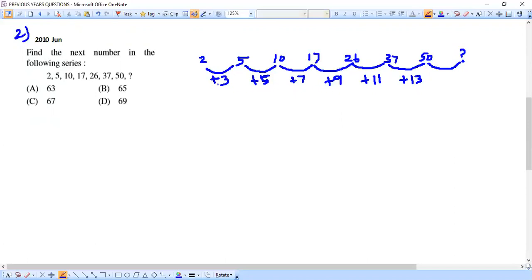See here, plus 3, plus 5, plus 7, plus 9, plus 11, plus 13. So this time it was very easy for us to observe, right? All these numbers are none other than odd numbers, is it or not? So plus 3, plus 5, plus 7, 9, 11, 13. It's very clear. We have already seen in our concept class itself odd numbers, even numbers, prime numbers, everything we have seen there itself, right?